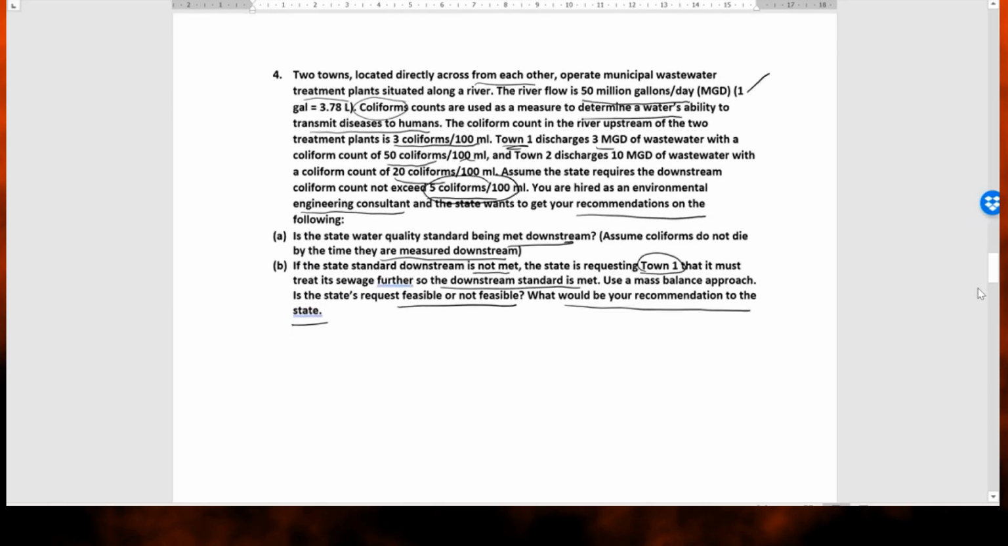Okay, schematic first. What is the schematic? Let's draw the schematic so we can really see what this means. Two towns located directly across each other operate municipal plants situated along a river. So we have a river, Town 1 and Town 2, because they are directly across each other. So that's Town 1 and Town 2.